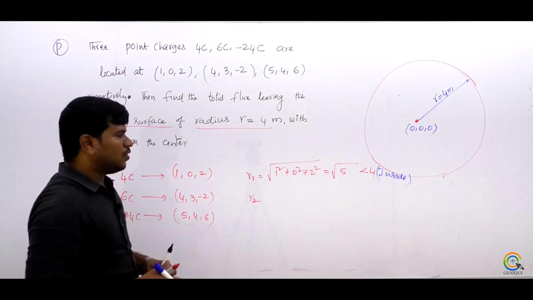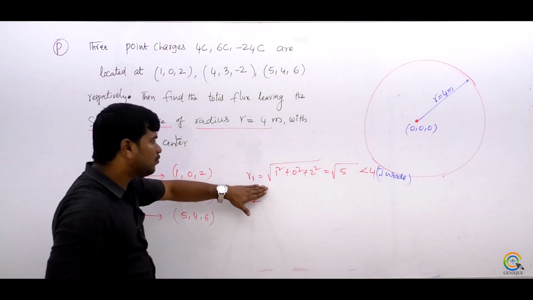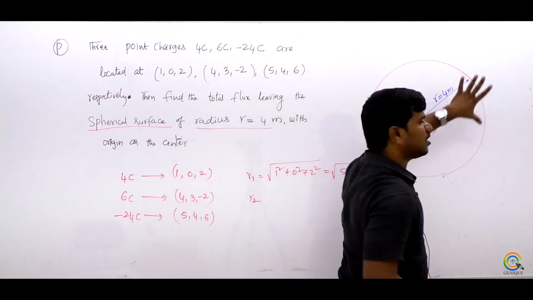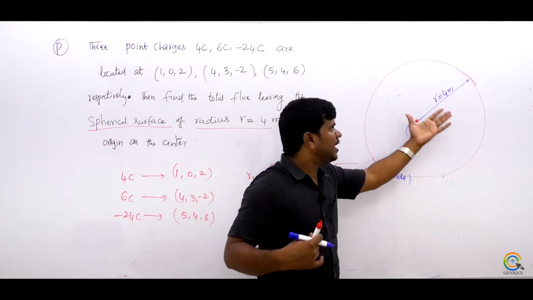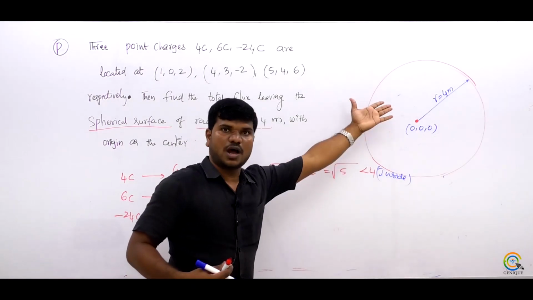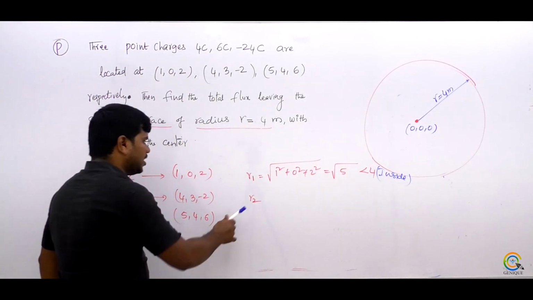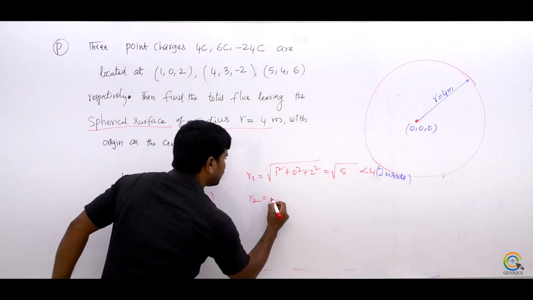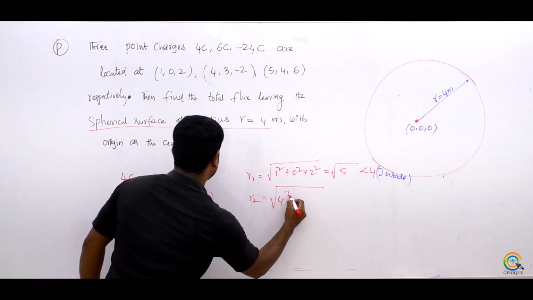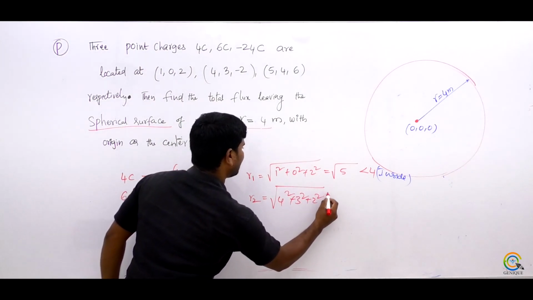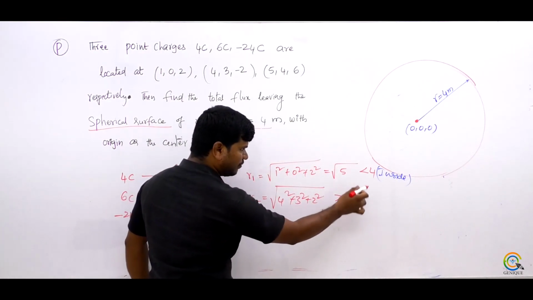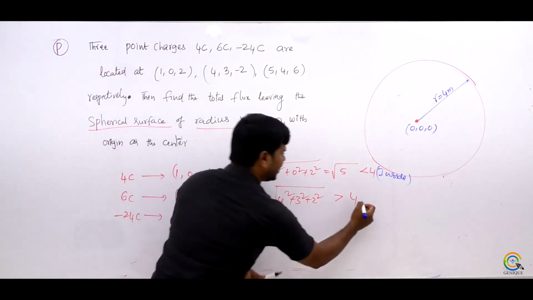So why are we calculating this? We have to find whether these points are inside the given sphere or not. How can we find that? By finding the distance from the origin to the given point. If it is greater than 4, it is outside. Less than 4, it is inside. R2 is root over this minus this, which will be 4 square plus 3 square plus 2 square. By observing, we can say it is greater than 4. It is outside.